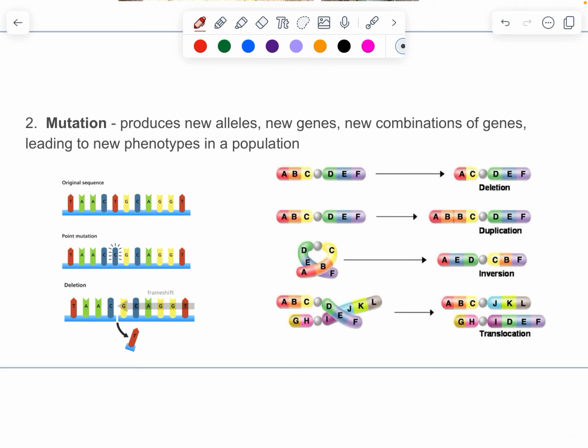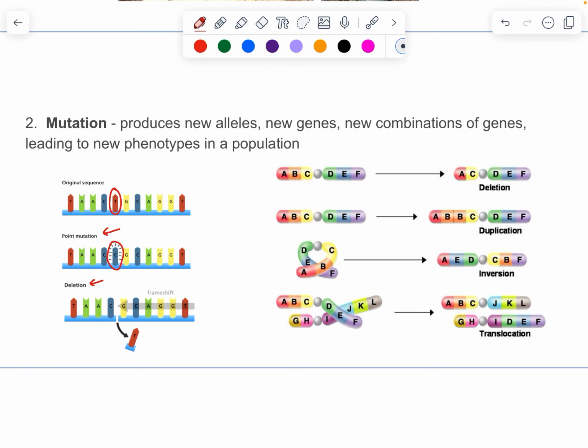Now let's go to the second one, which is mutations. Mutations can produce new alleles, new genes, or new combinations of genes. And all of these can lead to a potentially beneficial trait, beneficial phenotype that may be selected for by natural selection, and that will cause the population to evolve. Now in this class, we already talked about two different types of mutation, point mutation and frame shift mutation.